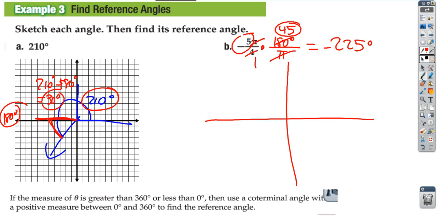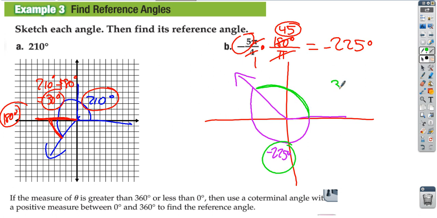Okay, so negative, first of all, means we're going to go the opposite direction, so clockwise. So here's 0. This right here would be negative 90. That's negative 180. So negative 225 is approximately right there. Let's figure out what that is in the positive direction, though. The easiest way to do it would be, what's the difference between a full circle 360 and that right there? So we'll just subtract these to get our actual angle, and 135 is the positive angle. So this is a positive 135 degrees.